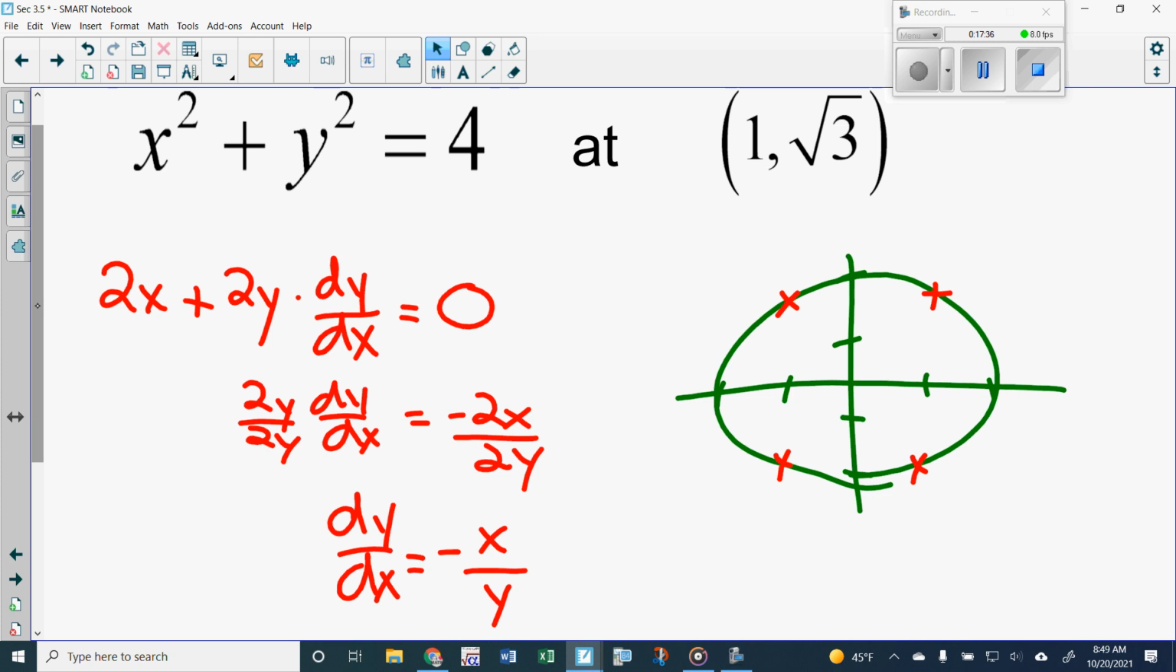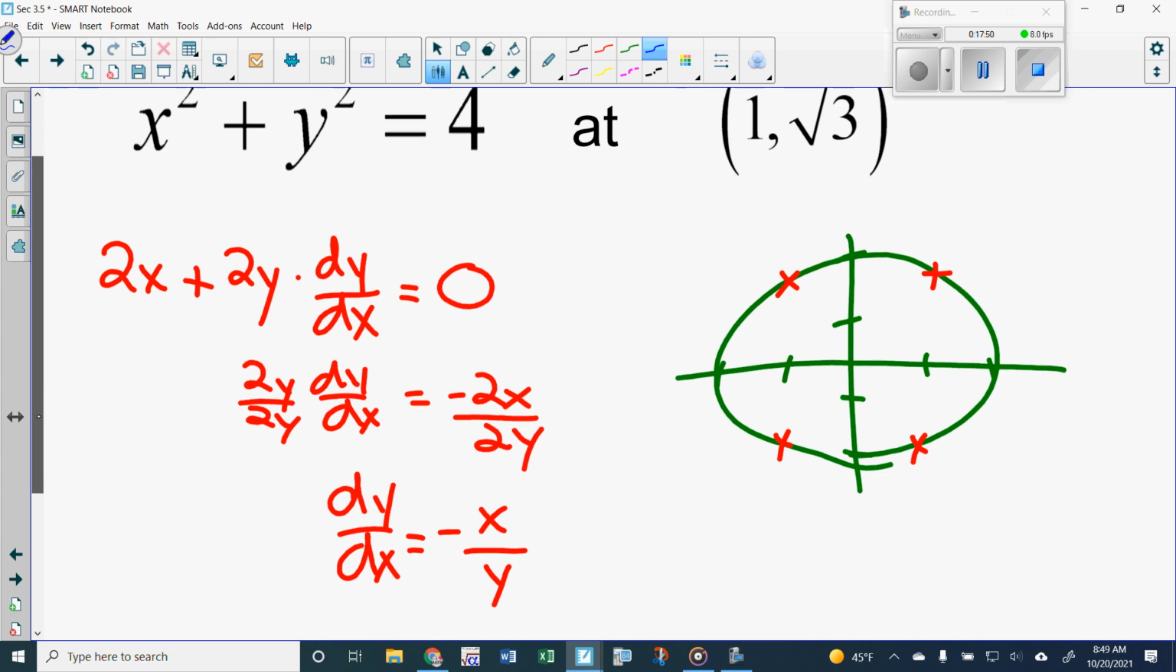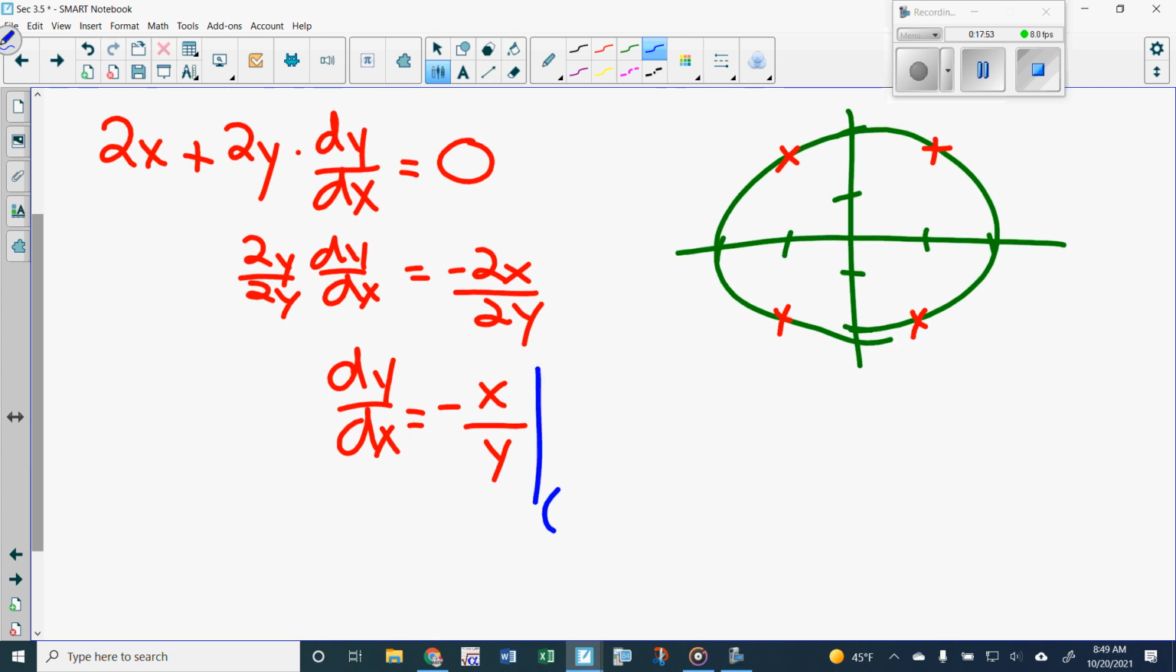Now, let's say we wanted the slope of our tangent line at 1, square root of 3, which is close to what I just marked there. How would we actually find that? We'd plug it in, and you would put in a math symbol that we will use throughout this year. It's like that vertical line.